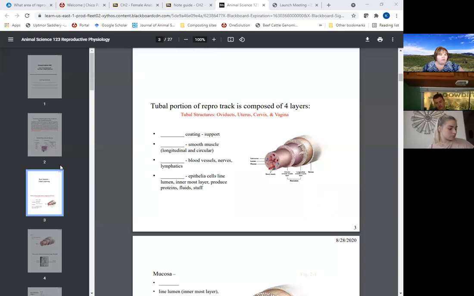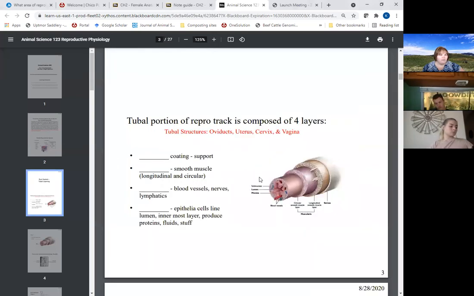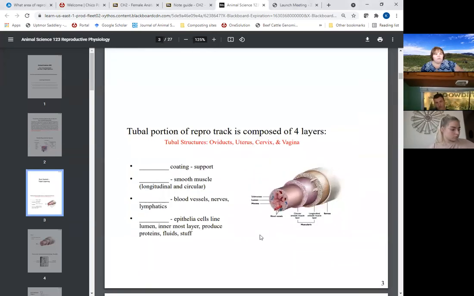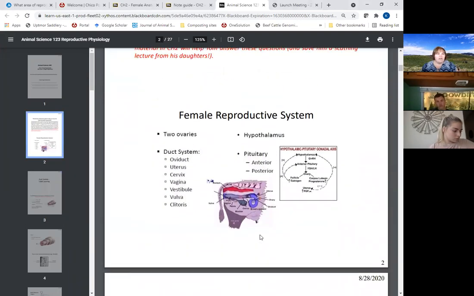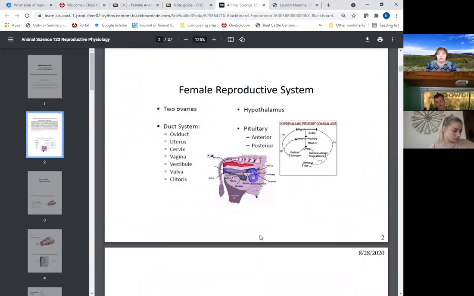There we go. All right, so hopefully you guys are looking at the note guide. So with chapter 2, as we look at the female reproductive system, the things that you absolutely need to have memorized, be able to write out, be able to draw out, forwards, backwards, anything, is the female reproductive system.